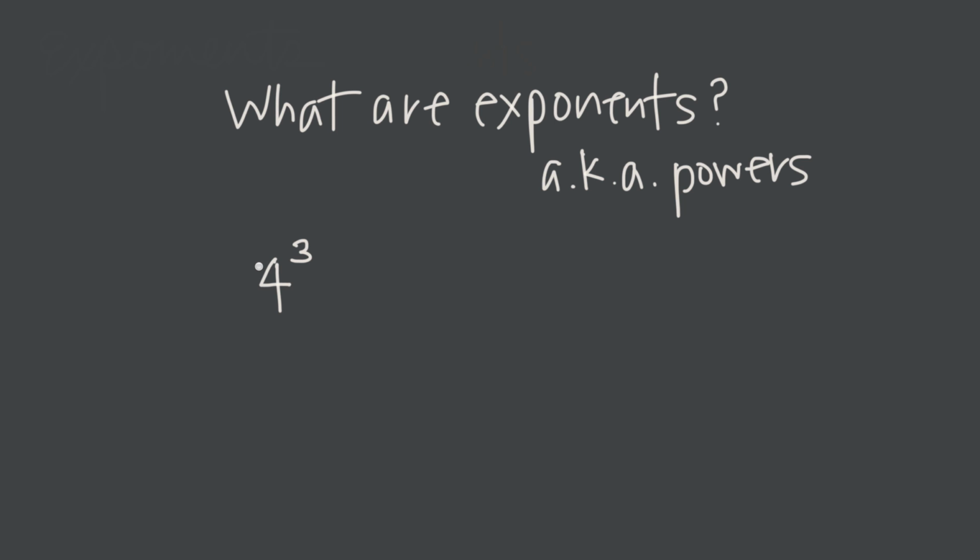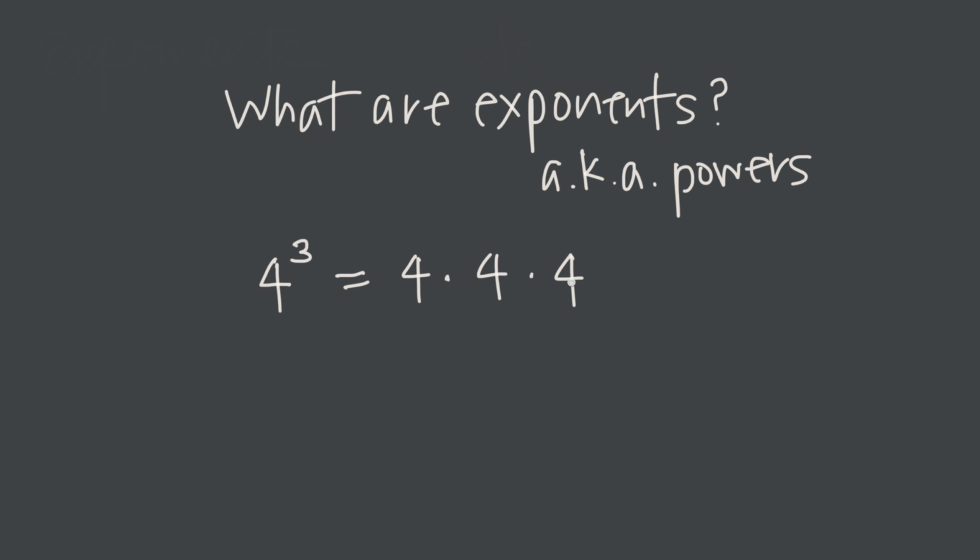The number on the bottom, 4, is called the base, and this little number on the top right is called the exponent. And when we have a base raised to an exponent, what this tells us is that we want to multiply the base by itself however many times the exponent says. So because this is 4 to the 3, it means multiply 4, the base, by itself 3 times, because the exponent is 3.